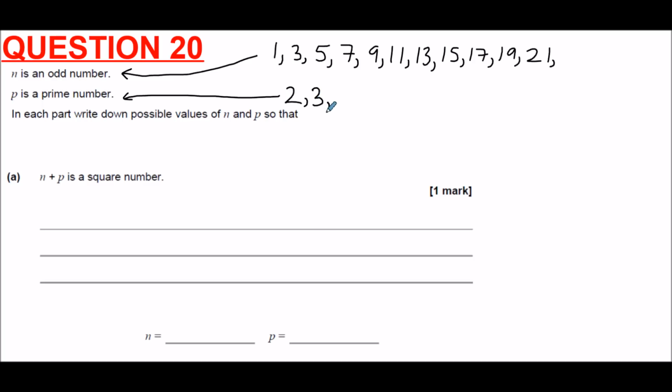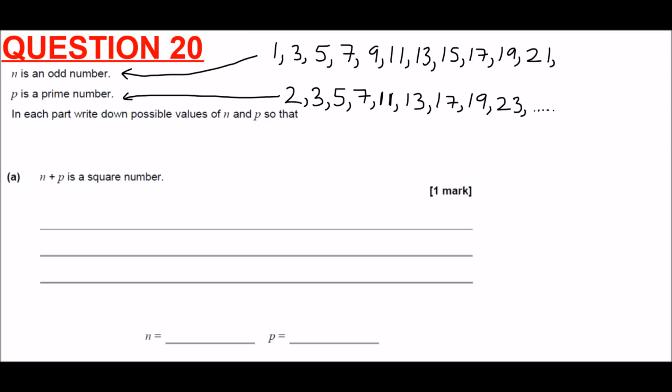as is 3, as is 5, 7 is also prime. 9 isn't, because 9 you can divide by 3. 11 is. 13 is. 15 isn't, because you can divide it by 3 and 5. Next one will be 17. 19. 21 isn't, because it can be divided by 3 and 7. And then 23. So again, these would carry on forever and ever.